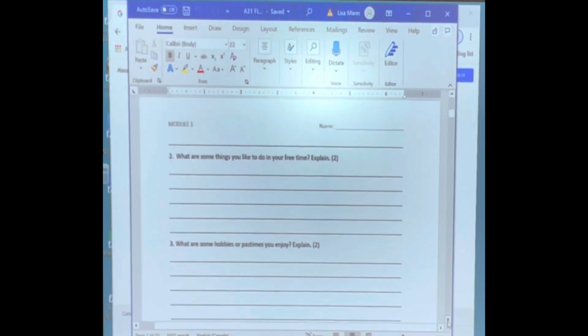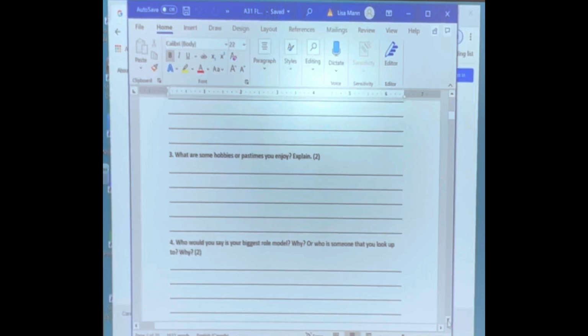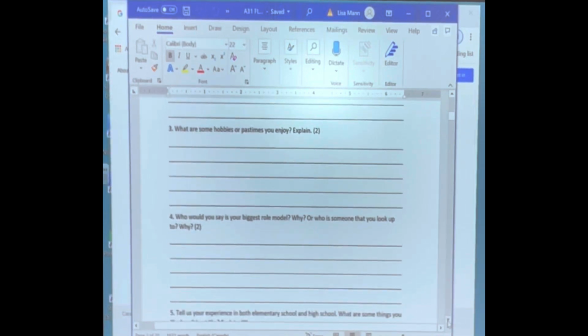Then the next question. I want to know, what are some things you like to do in your free time? And explain those things. Number 3, what are some hobbies or pastimes you enjoy? So when you're not at school or when you're not working, what are some things you like to do in your downtime, in your free time?